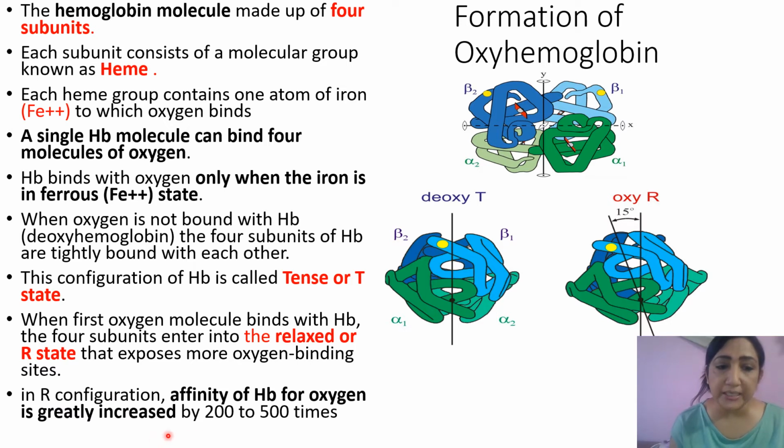And clinically important, in the R configuration the affinity of the hemoglobin for oxygen increases by 200 to 500 times. So the T state is when it is deoxyhemoglobin, the tense state, and the relaxed state is when oxygen is bound with it, and it increases the affinity by 200 to 500 times.